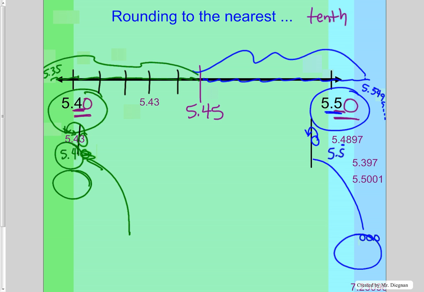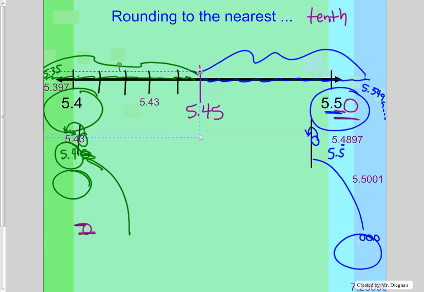My next number, 5 and 397 thousandths. Oh, look, there's only 3 tenths there. This one had 4 tenths. So where's it going? Oh, it's down here. It's actually a little bit less than 5 and 4 tenths, but it's going to round to 5 and 4 tenths because it would clearly fit underneath in here.